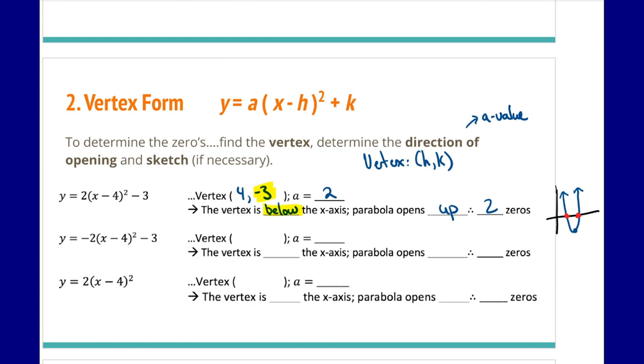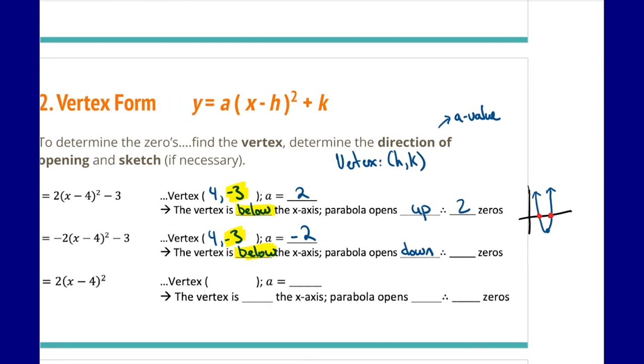For the second one, y equals negative 2 times x minus 4 squared, minus 3. Very similar. The vertex is still 4, negative 3. But now the a value is negative 2. So in this case, the vertex is still below the x-axis because, again, of this negative 3. But now the parabola opens down because of that negative a value. So if we try to picture what that's going to look like, we just draw a rough sketch. We know the vertex is the same spot as before, but now it's opening down.